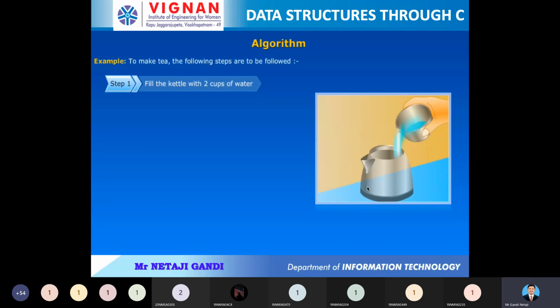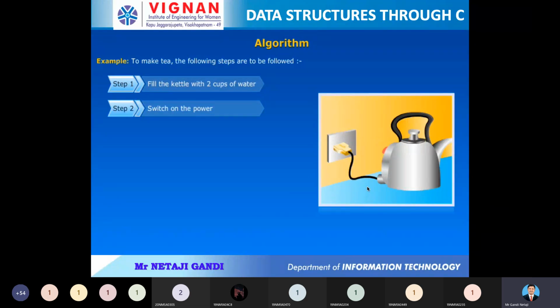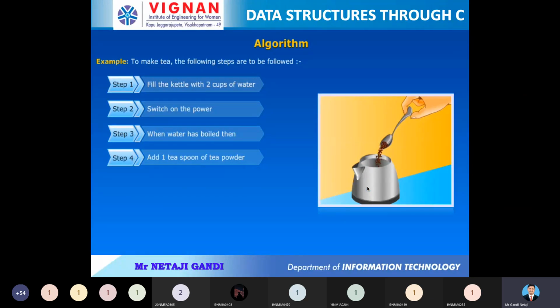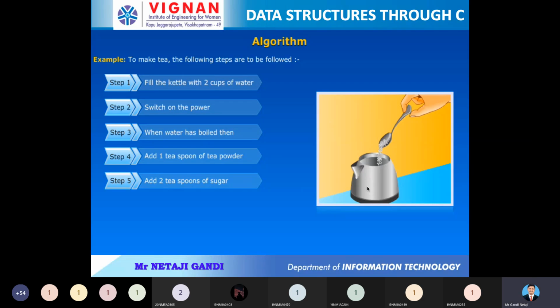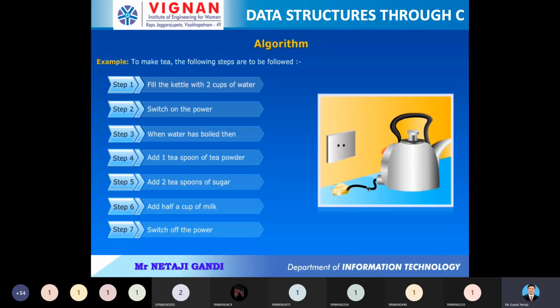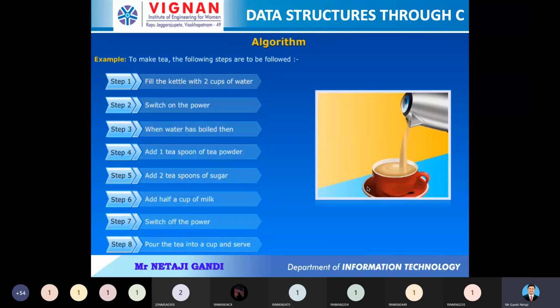The step-by-step process. The first step is fill the kettle with 2 cups of water. The second step is switch on the power. The third step is when the water has boiled. Then after some time we add 1 teaspoon of tea powder. Excellent. After that, sugar is important, so add 2 teaspoons of sugar. The sixth step, add half a cup of milk. Then the tea is ready. This is a 6-step process. Once it is completed, your tea is ready. After that, finally we remove the plug and share your tea. Yes, this is a step-by-step process.